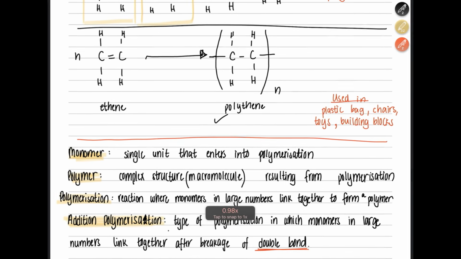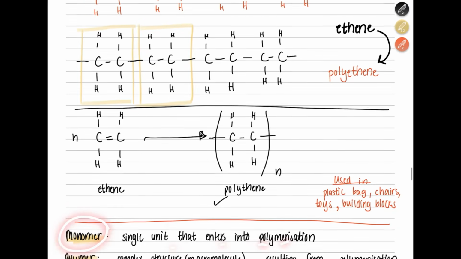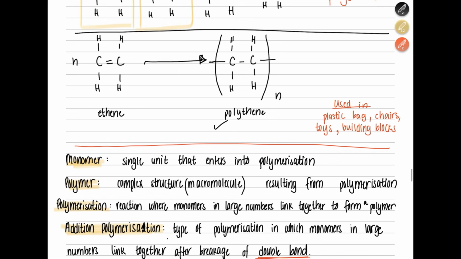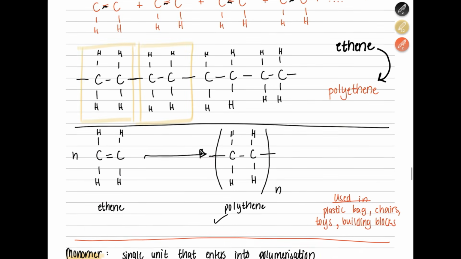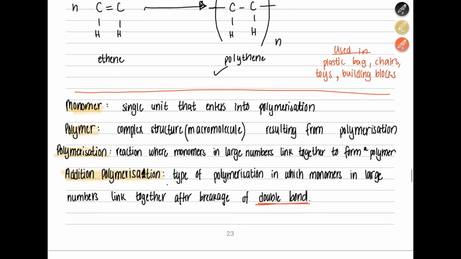Okay, some key terms that you should know is that a monomer is a single unit that enters into polymerization. So here ethene was your monomer, and the polymer is the complex structure or macromolecule resulting from polymerization. So polymerization occurred on these monomers, and you got this big polymer. Polymerization is a reaction where monomers in large numbers link together to form a polymer.